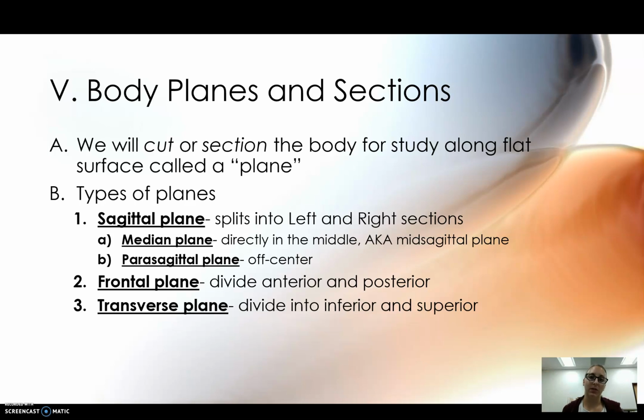You actually have two types of sagittal planes. You have median and parasagittal. Median means it is 100% in the middle. You can also call this a mid-sagittal. Parasagittal means it would be off to the side a little bit.